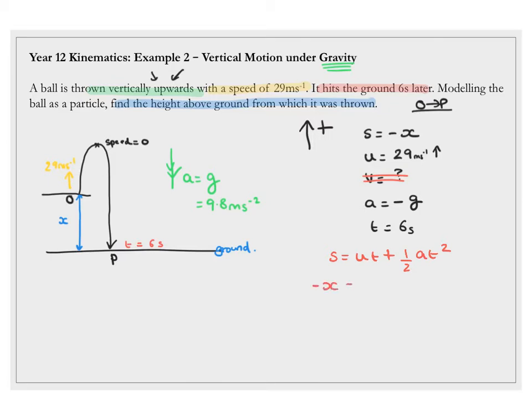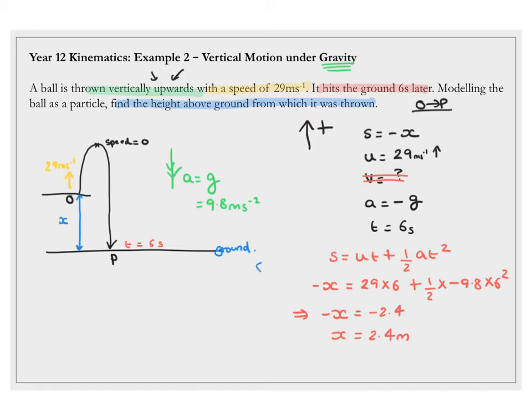So negative x is equal to 29 multiplied by 6 plus a half multiplied by negative 9.8 multiplied by 6 squared. What does that then give us? Well, it gives us negative x is equal to negative 2.4, so x is equal to 2.4 metres. So the particle was released, or thrown, 2.4 metres above the ground.